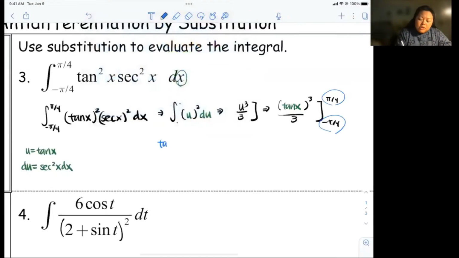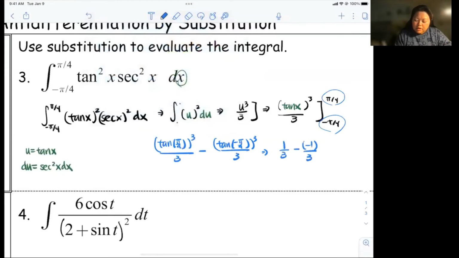So you have tangent of pi over 4 cubed over 3 minus tangent of negative pi over 4 cubed over 3. Right, tangent of pi over 4 is 1. So you get 1 cubed is 1/3 minus negative 1/3, which gives me a final answer of 2/3. Very nice answer. Okay. All right.